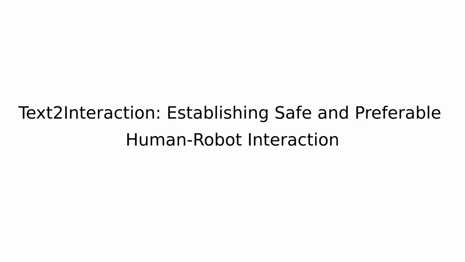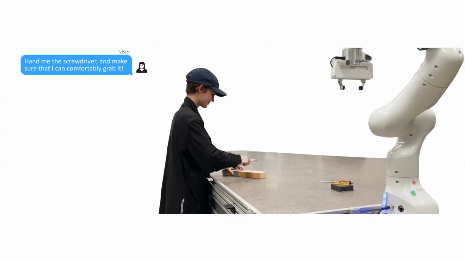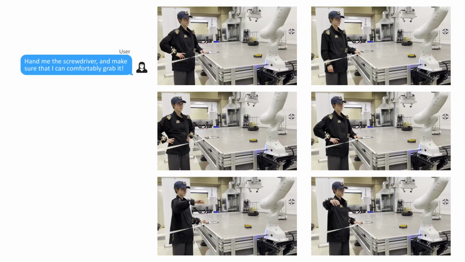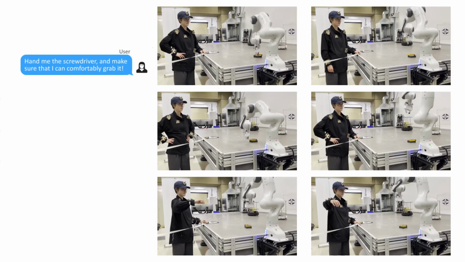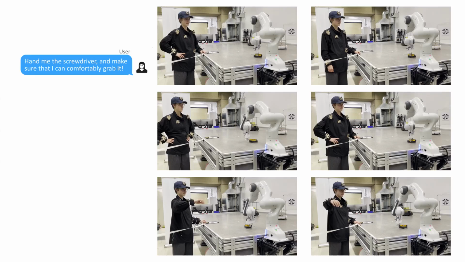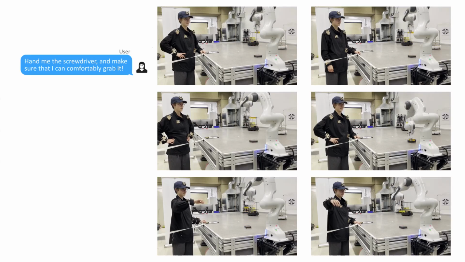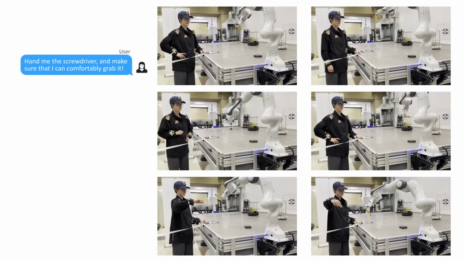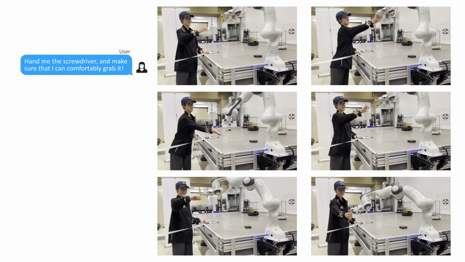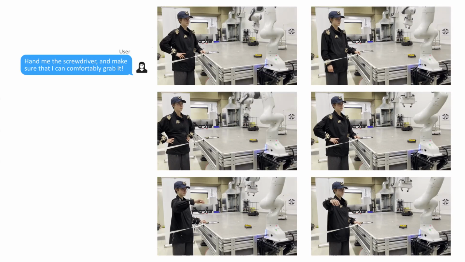This work presents text-to-interaction, a framework to establish safe and preferable interactions between humans and robots. Let's imagine a user requests that the robot hands them a screwdriver. State-of-the-art approaches can effectively plan a sequence of skills that would fulfill this request. However, these approaches usually only optimize for task success, so all of the shown solutions would be considered equal.